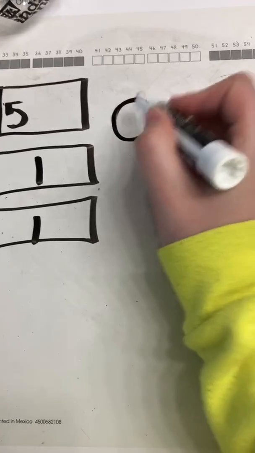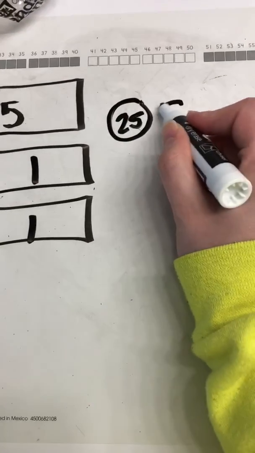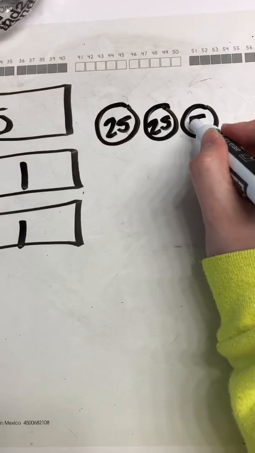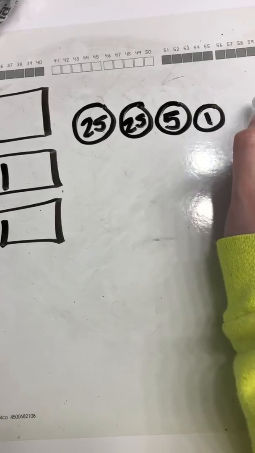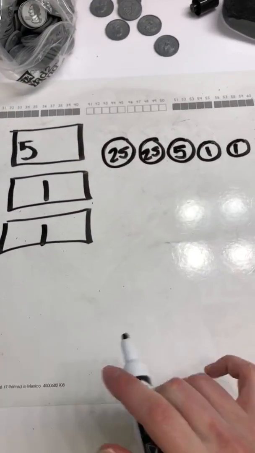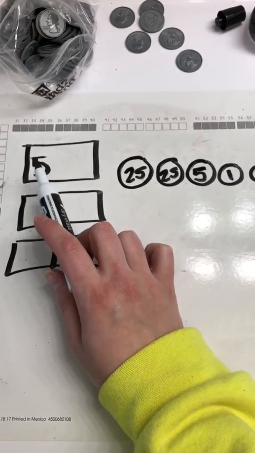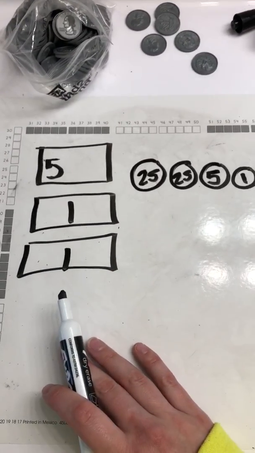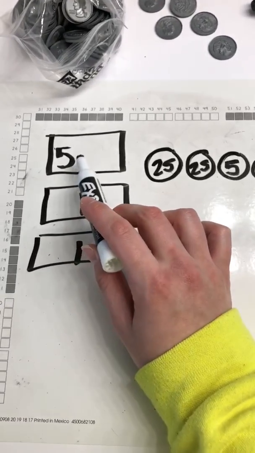I'm going to do 2 quarters, a nickel, and 2 pennies, okay? Let's see how much money we have all together now. Okay, remember a $5 bill has a 5 on it. A $1 bill is worth 1. So let's count our dollar bills.